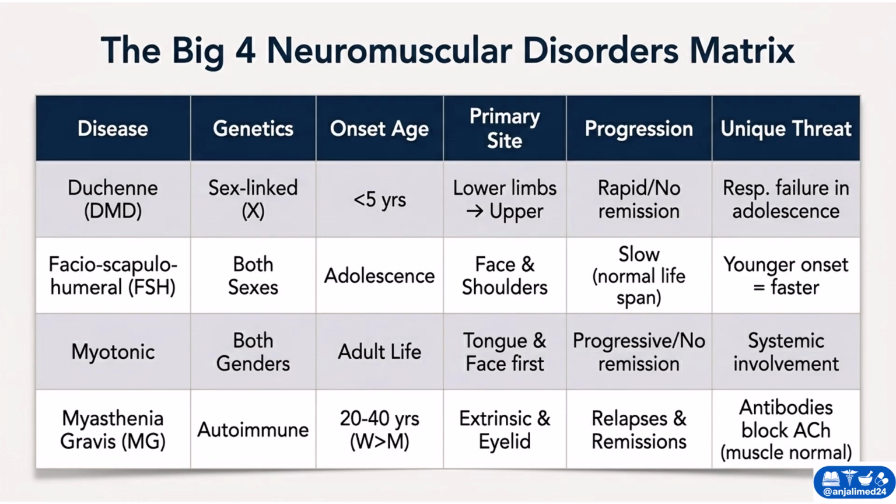Finally, myasthenia gravis. Unlike muscular dystrophies, this is an autoimmune neuromuscular junction disorder. It commonly affects women between 20 to 40 years. The earliest muscles involved are usually the eyelids and the extraocular muscles, causing ptosis and diplopia. The most important concept in myasthenia gravis: the muscle itself is normal. The antibodies only block acetylcholine receptors at the neuromuscular junction. This table is extremely useful for differentiating disorders quickly in competitive exams and viva discussions.